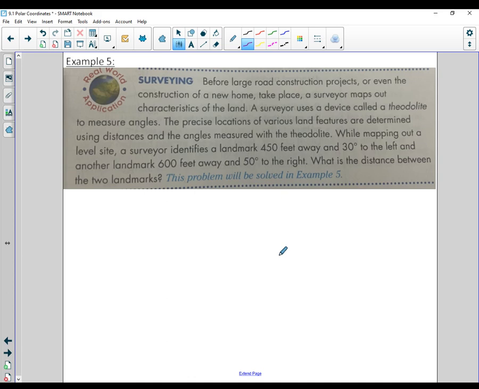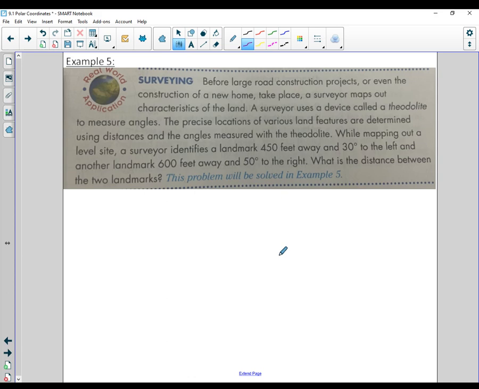A surveyor uses a device called a theodolite, I think is how you pronounce that, to measure angles. The precise locations of various land features are determined using distances and the angles measured with the theodolite. While mapping out a level site, a surveyor identifies a landmark 450 feet away and 30 degrees to the left, and another landmark 600 feet away and 50 degrees to the right. What is the distance between the two landmarks?